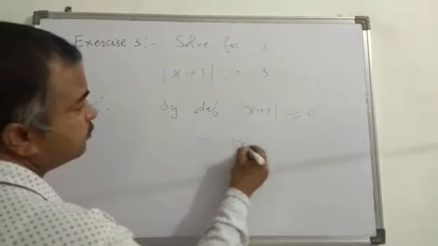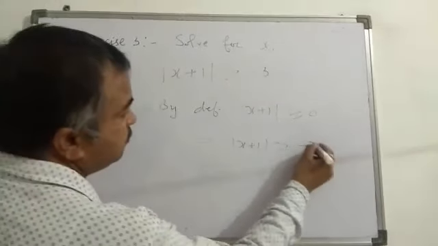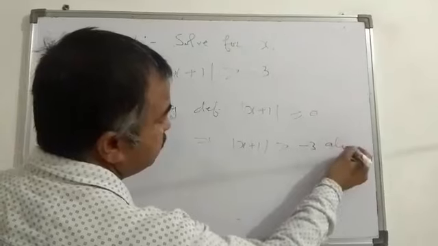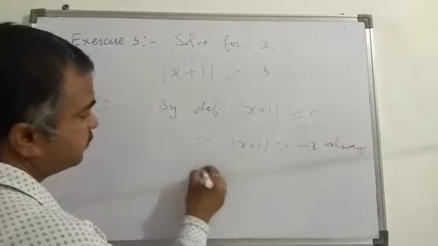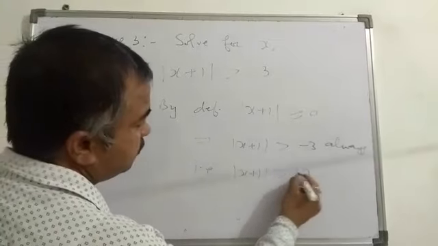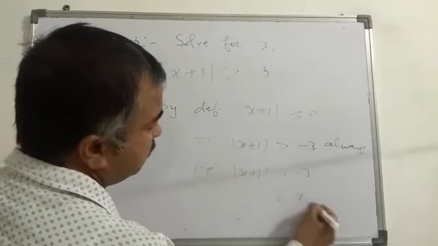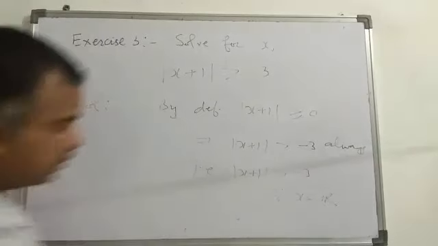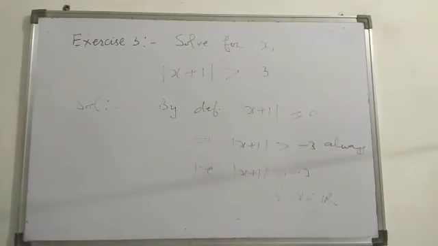It means always, that is for all x belongs to real. So this inequality is true for every real number.